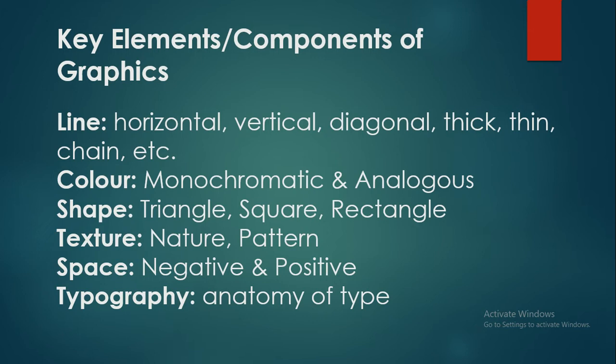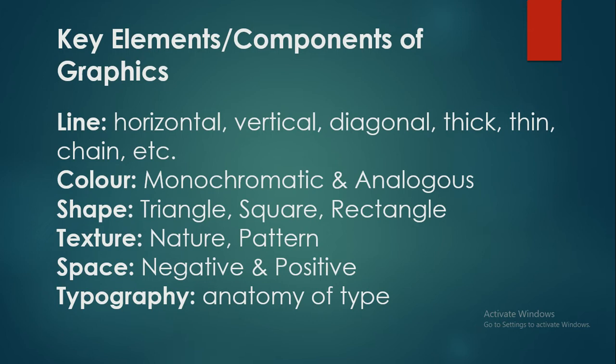Now, color. For colors, we have different kinds of colors. We have the primary colors, we have the secondary colors. But the reason why I didn't put that here as an example is because here we're basically referring to how we combine colors to match. In terms of combining colors, we'll be looking at monochromatic and analogous.